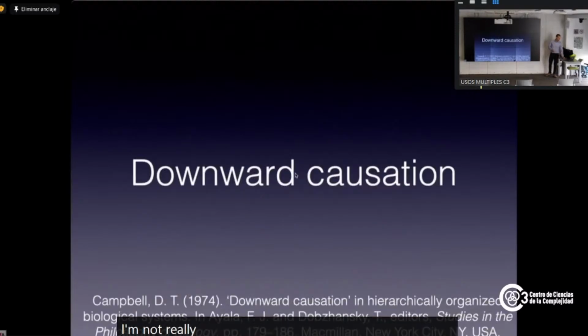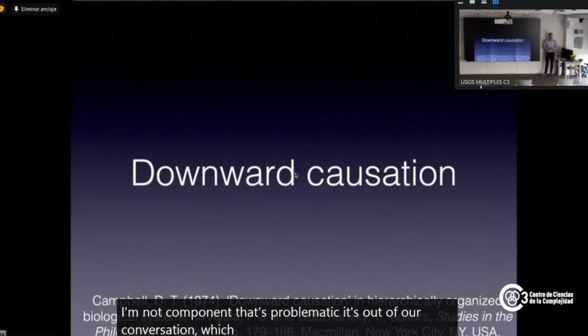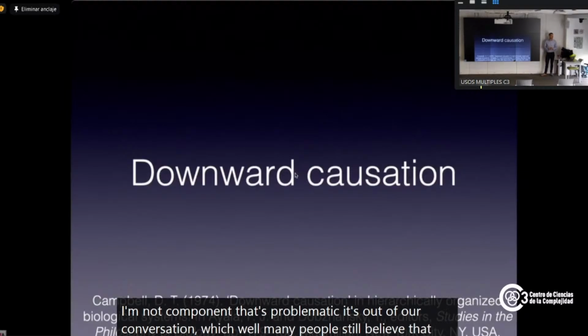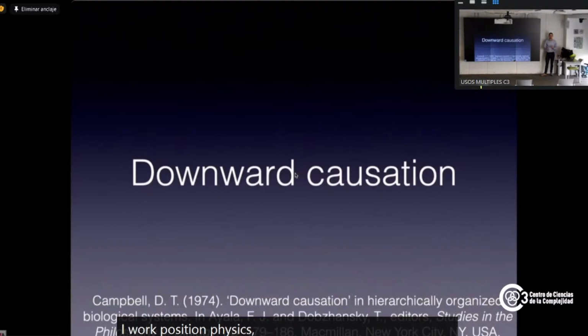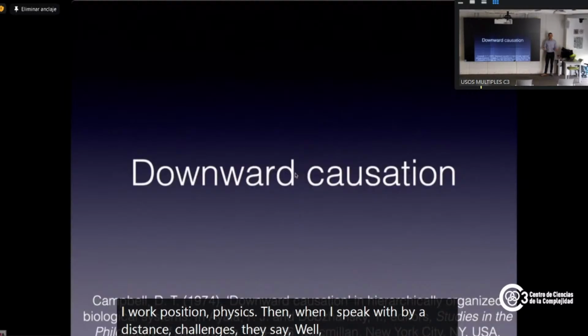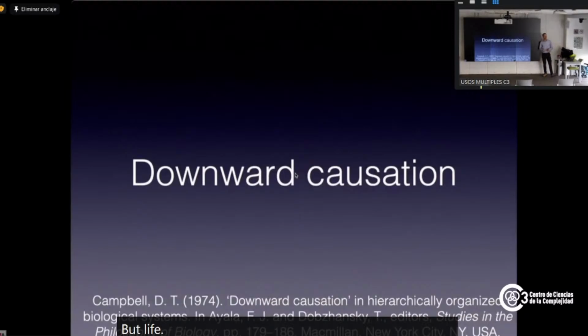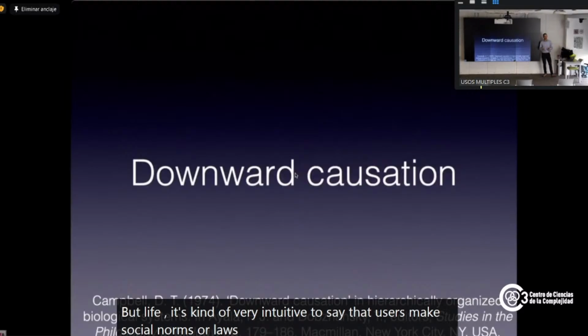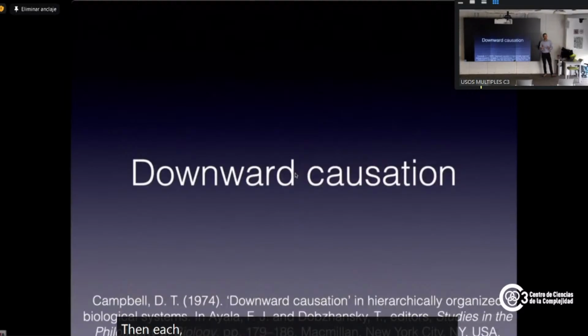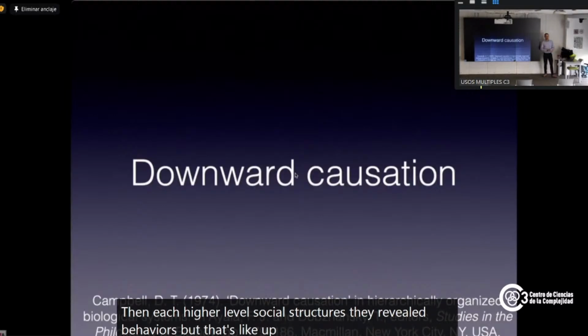Another component that's problematic is that of downward causation, which many people still believe does not exist in physics. Then when I speak with biologists and sociologists, they say, well, how would you explain life and society without downward causation? It's very intuitive to say that individuals make social norms or laws or rules, and then these higher level social structures influence individual behavior. So that's a top-down influence.